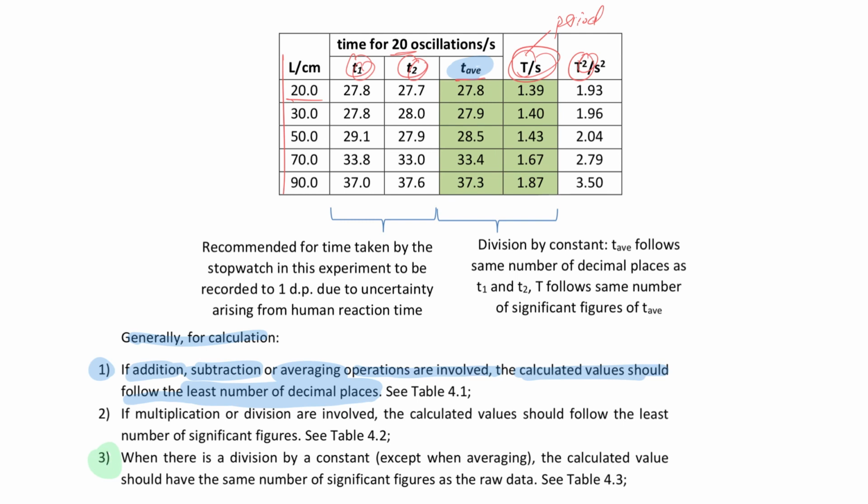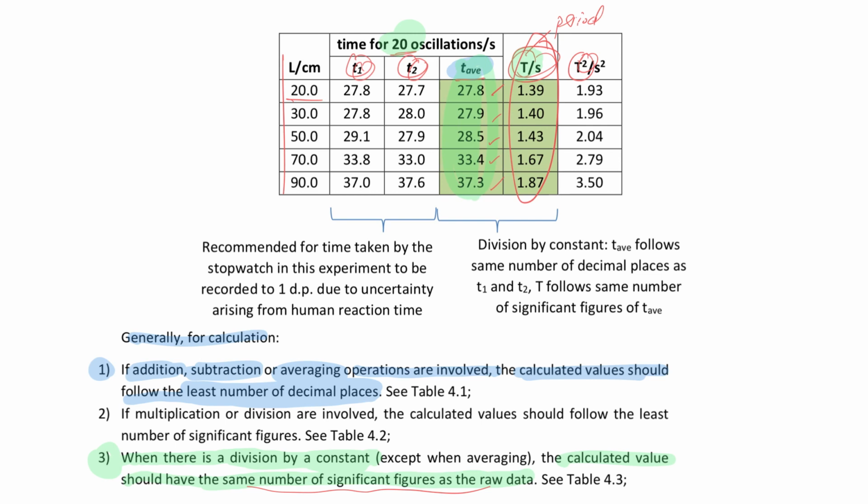Now the next one, number 3 here, when there's a division by a constant, except for averaging. So division by a constant, just like this case here, you take the average divided by 20 oscillations. The 20 is a constant. So the calculated value should have the same number of sig fig as the raw data. The raw data is over here, and when you divide by 20, it will follow the same number of sig fig. So all these are 3 sig fig, therefore your period will be in 3 sig fig.